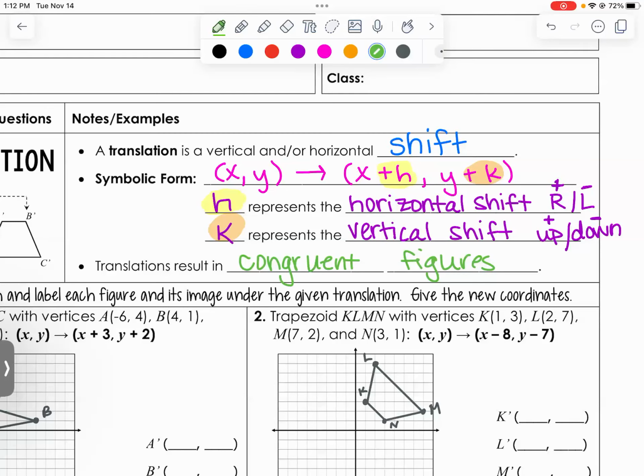Now, I want everybody to look at my eraser right here. I'm gonna shift my eraser left and then up. It's the same size, it's the same shape, it's just in a different location. That is what we are going to do with our figures. Now, I'm not sliding it diagonally, right? I'm sliding it either left or right and then up or down. Okay. So this is what we're going to do.